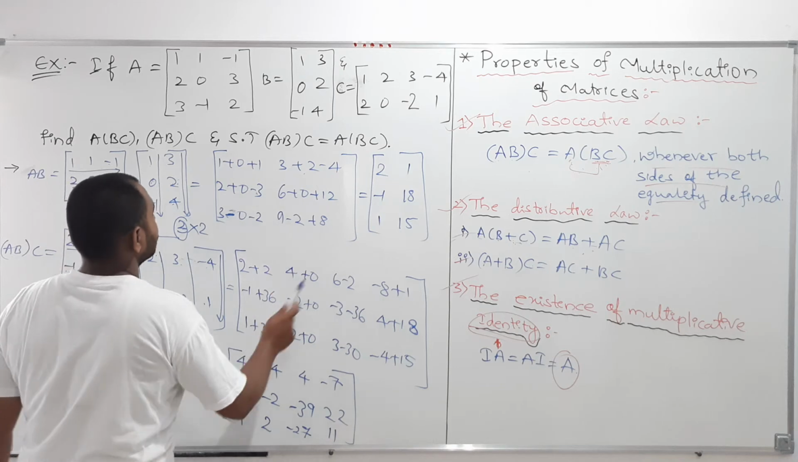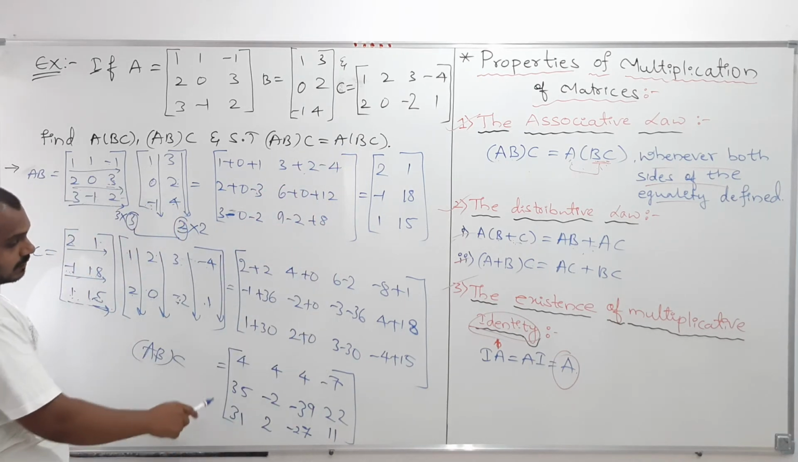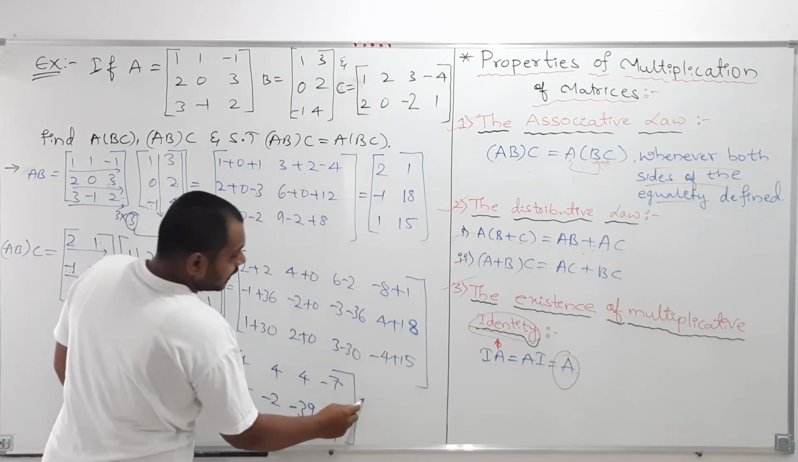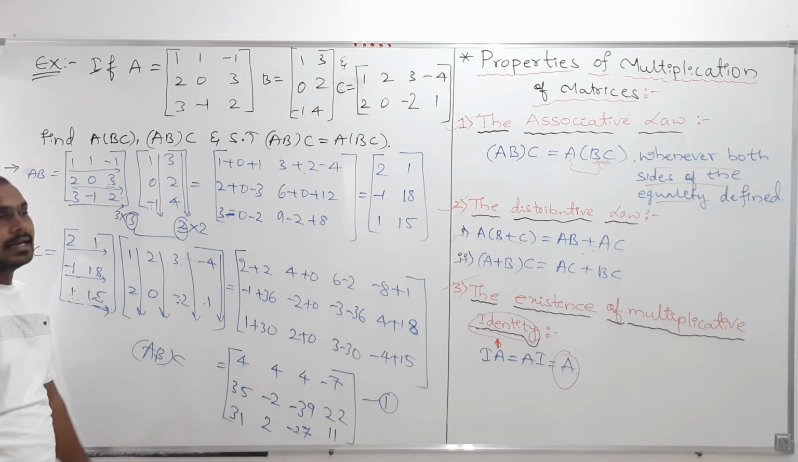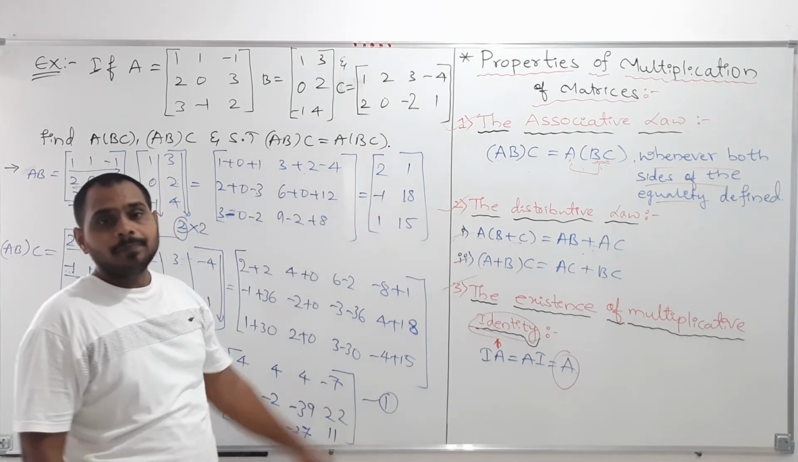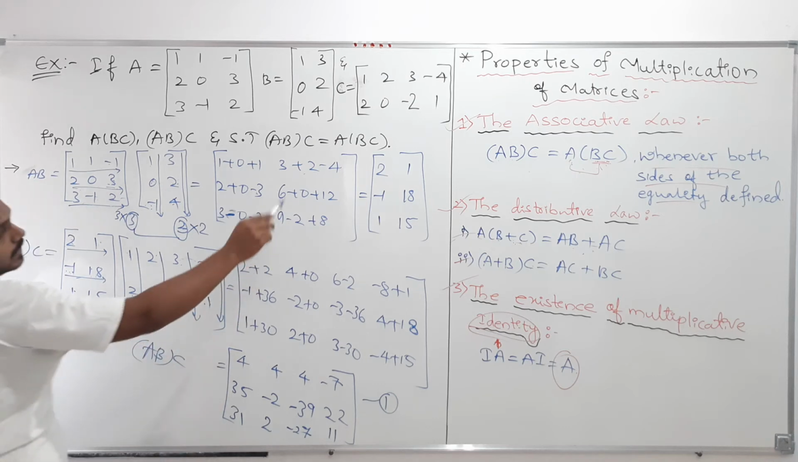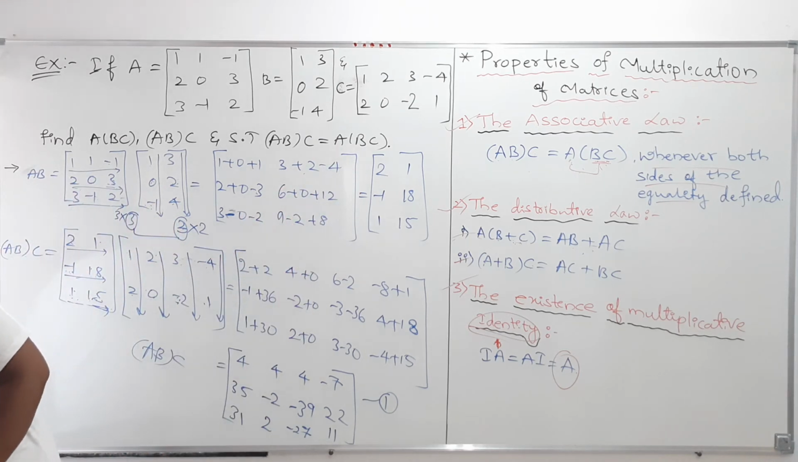So they asked you to show that AB into C is equal to A into BC. So AB into C value is nothing but your LHS. You can call it equation 1, or you can take it as the LHS, that is AB into C. Next we should find, my students, A into BC. So first I should find the BC value. Now I am going to solve the BC value.